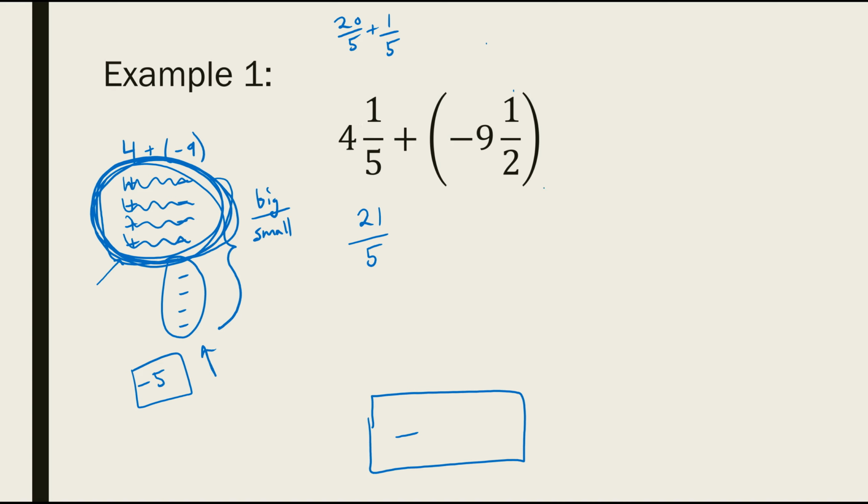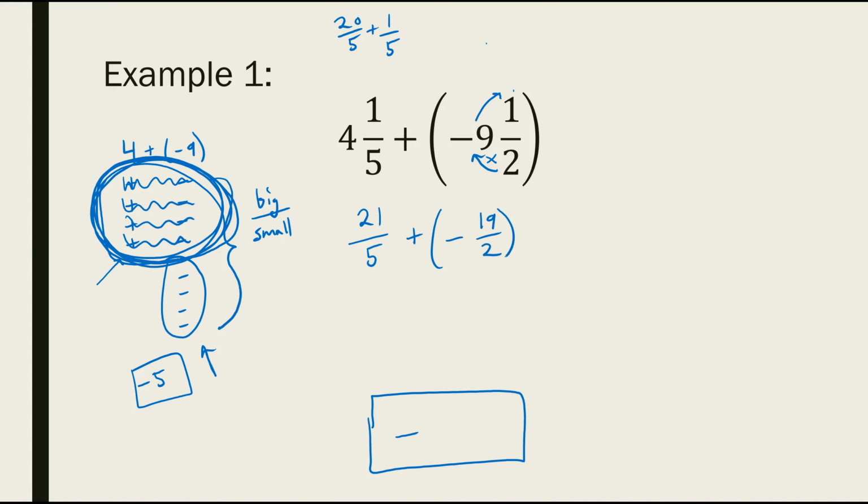Let's do the same thing with this -9 1/2. I'm gonna multiply the denominator times the whole number part and then add it to the top. So 9 times 2 is 18, plus 1 is 19, so I have 19 over 2.